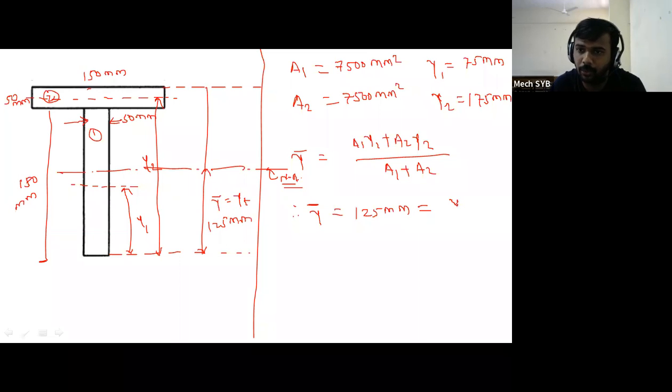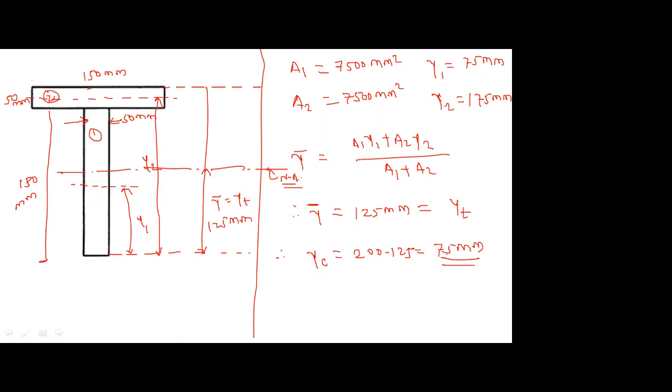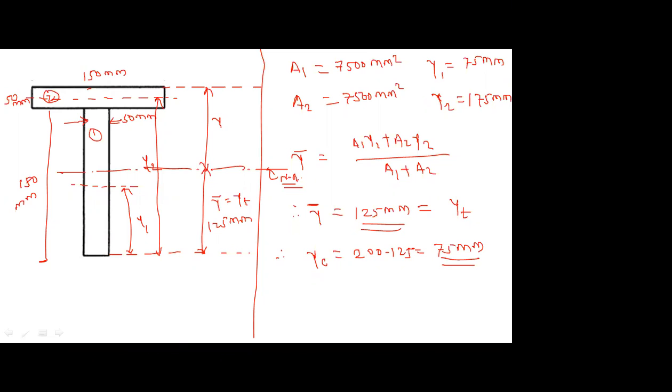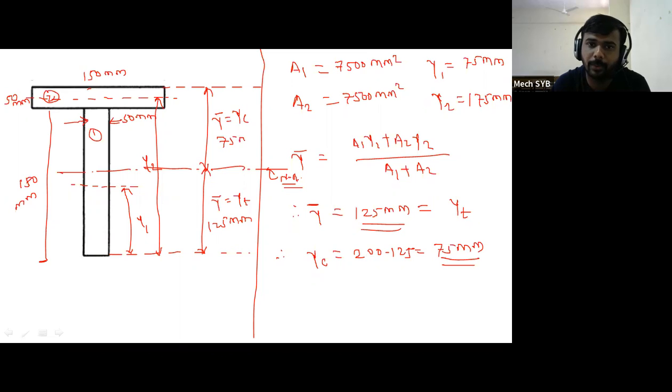So it is equal to YT. Therefore, YC is equal to the total height, 200, minus 125. What is it? 75. So Y bar is equal to YC is equal to 75 mm.